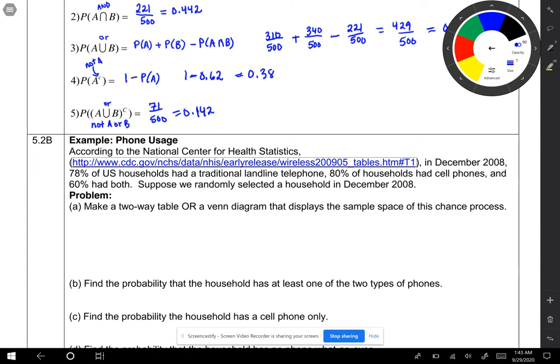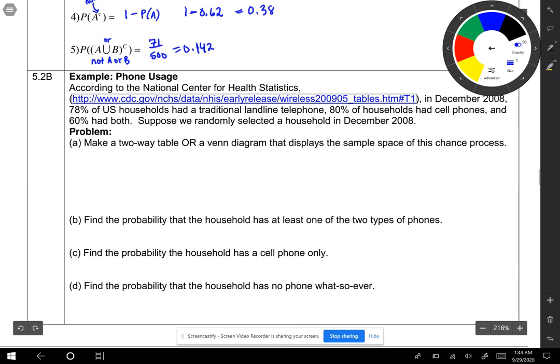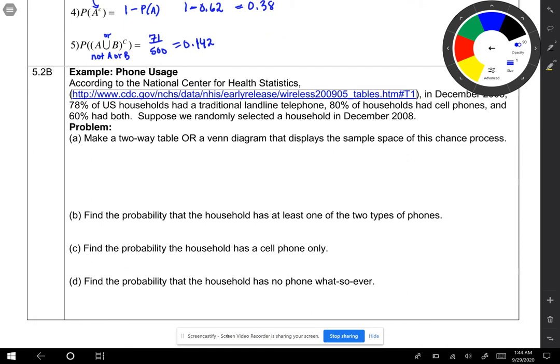According to the National Center for Health Statistics, in December 2008, 78% of U.S. households had a traditional landline telephone, 80% of households had cell phones, and 60% had both. Suppose we randomly selected a household in December of 2008. Make a two-way table or a Venn diagram that displays the sample space of this chance process. And I'll do both.